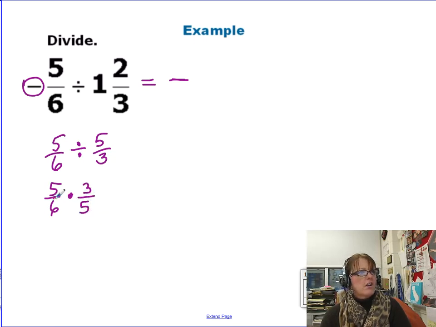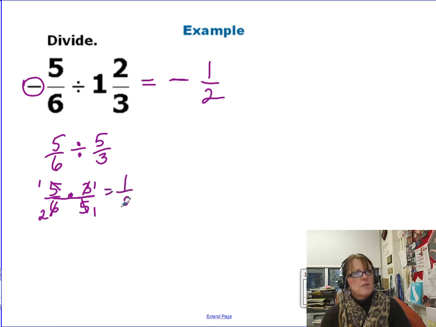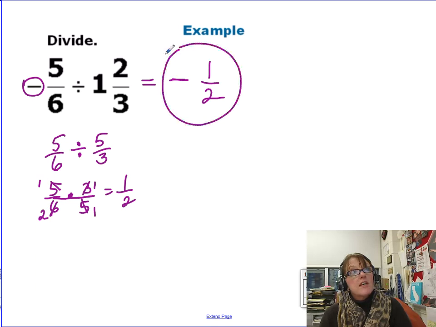Oh, look at how nice this is. My numerator, this 5, can divide this 5. 3 is a factor of both 3 and 6. You end up with 1/2. Okay, 1 times 1 is 1. Excuse me. Don't forget your sign. That's a Speedy Sally moment right there.